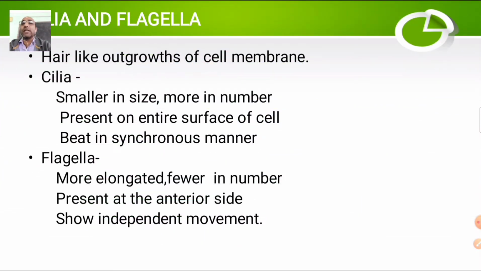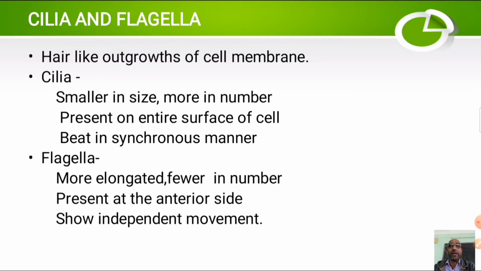First, let us know what Cilia and Flagella are. As far as cilia and flagella are concerned, these are hair-like outgrowths which develop from the cell membrane, hair-like outgrowths of cell membrane. Now, cilia and flagella differ from each other in terms of size. Cilia are smaller in size and more in number, whereas flagella are more elongated but fewer in number. Now, the cilia are present on entire surface of the cell, whereas the flagella are generally found on the anterior side of the cell.